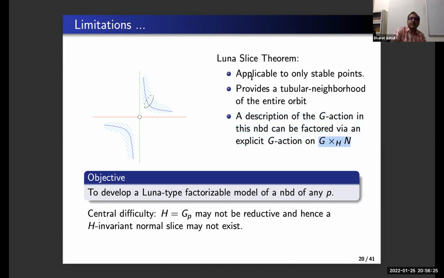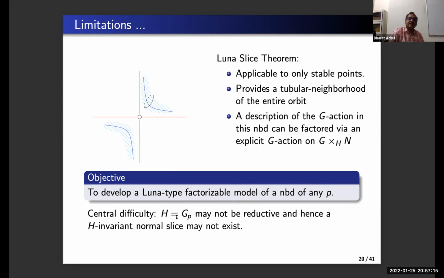But one major limitation of this theorem is that it is applicable only to stable points. The points of interest in algebraic complexity theory as well as GCT are non-stable points in the null cone. So what we have attempted to do is to develop a Luna-type factorizable model which will work for a neighborhood of any P. I'll say a little more about what we get. One central difficulty in getting such a factorizable model is that now this P is arbitrary.